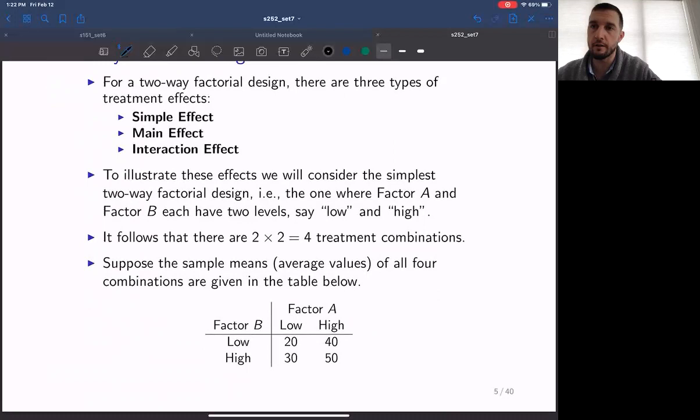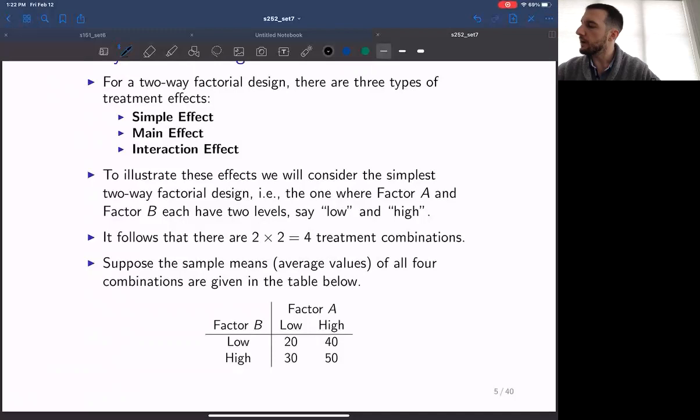Okay, so to illustrate these definitions, we're going to use the simplest possible factorial treatment design, which would be a 2x2 factorial treatment design. So you can see in the table at the bottom of slide 5, we have two factors, factor A and factor B. Each factor has only two levels associated with it. So when I say 2x2 factorial design, I'm referring to the number of levels of A times the number of levels of B. And so that's where the 2x2 idea comes from. In the golf ball driving example, that would be a 4x2 factorial design because you have four golf ball brands and then two club types.